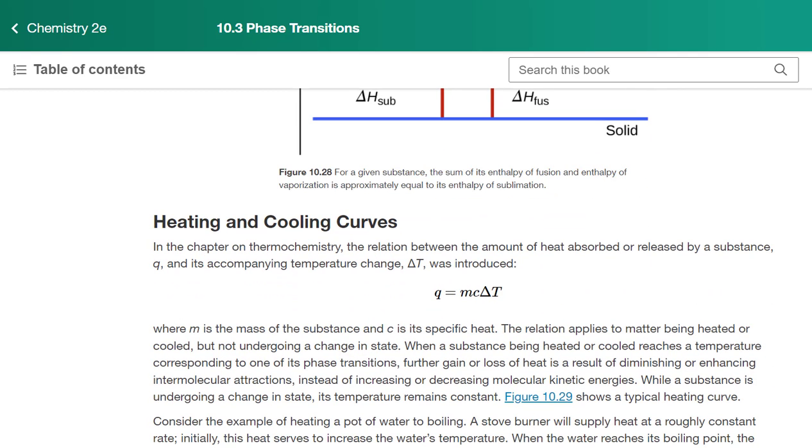Okay, so I think we'll leave off there. In the next couple of videos, we'll be looking at some applications of these ideas in terms of looking at what are called heating and cooling curves, as well as looking at phase diagrams.